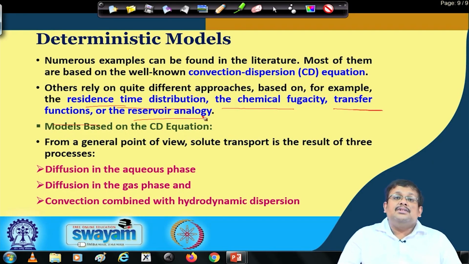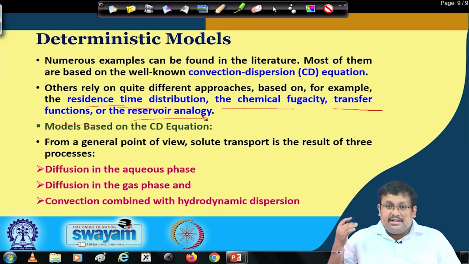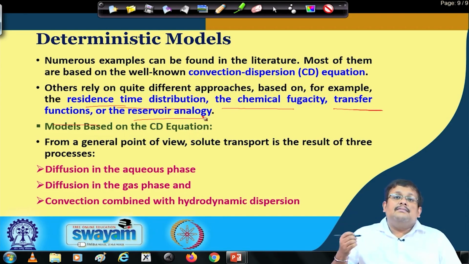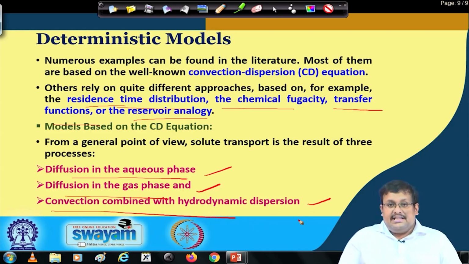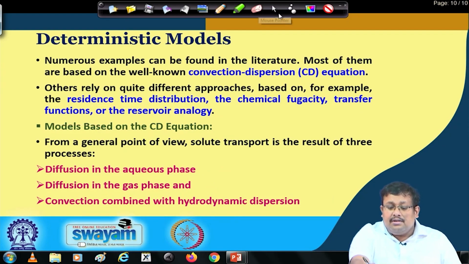Now, remember the model based on the CD equation: from a general point of view, solute transport is the result of three processes. First of all, diffusion in the aqueous phase, diffusion in the gaseous phase, and convection combined with hydrodynamic dispersion. So, these are the three processes through which solute transport occurs in the CD models or convection dispersion models.